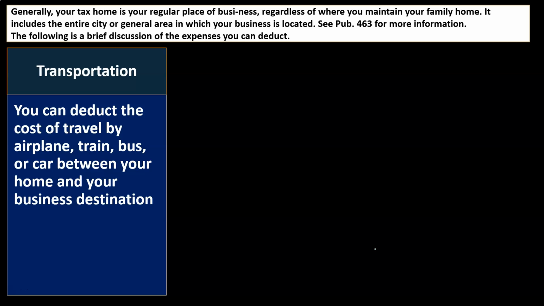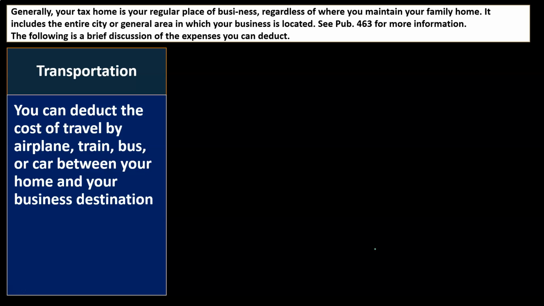So generally, your tax home is your regular place of business, regardless of where you maintain your family home. So the tax home, when we're thinking about the tax home place of business, that's different than where your family home is. So if you have a long commute, or your family may live somewhere else for some reason or something like that. It includes the entire city or general area in which your business is located. You can see Publication 463 for more information. The following is a brief discussion of expenses you can deduct.